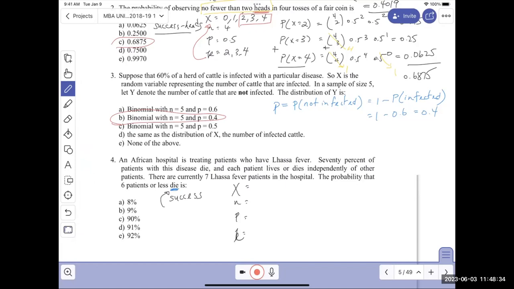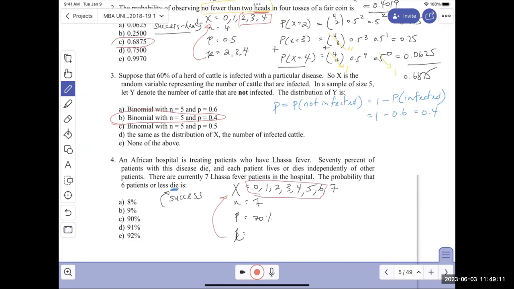So there are 7 people to observe. The chance of death is 70%. So either 0, 1, 2, 3, 4, 5, 6, or 7 people die. For this problem, our special K, what we're interested in is finding 6 or less. So we would have to add all those up.